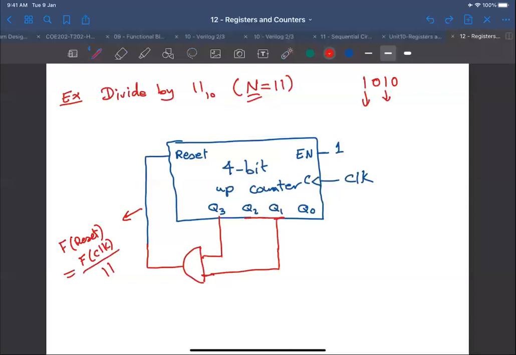All right. So a counter with parallel load functionality will have to have the inputs. Okay. All right. I hope this is clear.